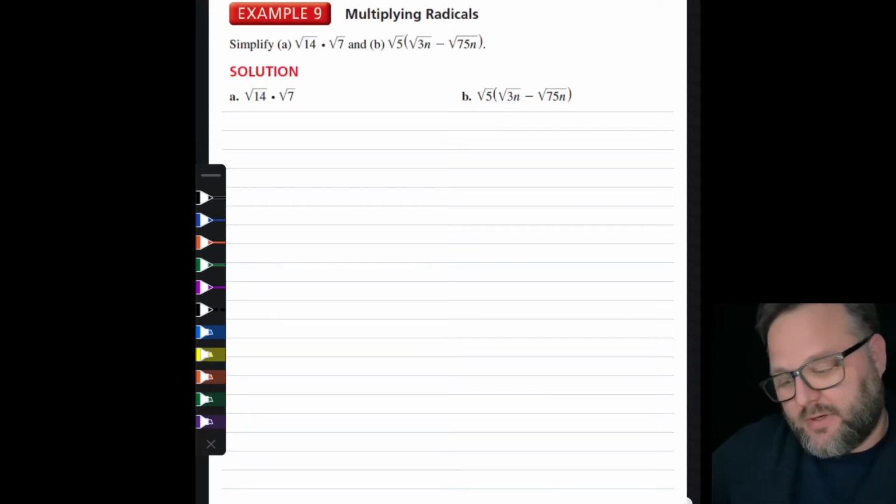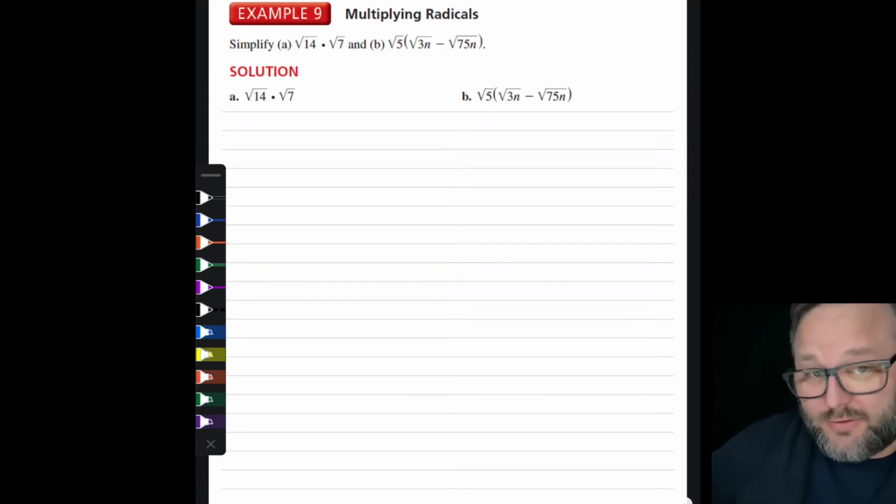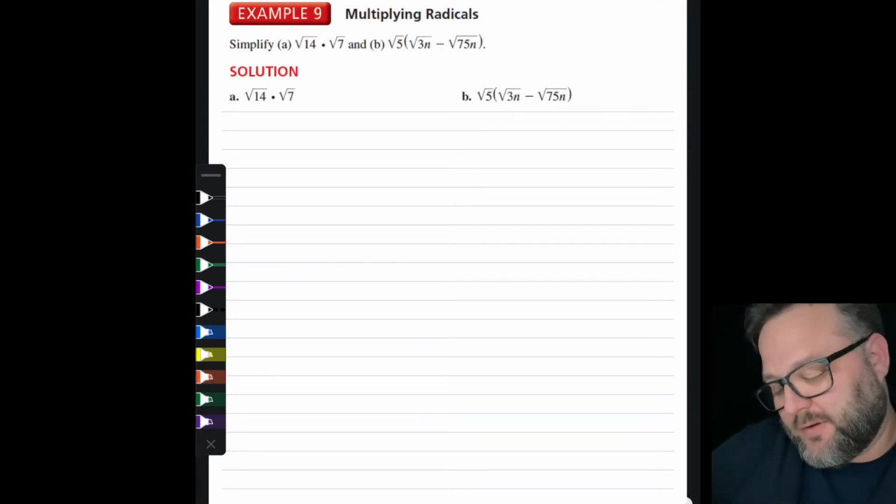Welcome back, ladies and gentlemen. Today we are talking about simplifying when we're multiplying with a radical involved.